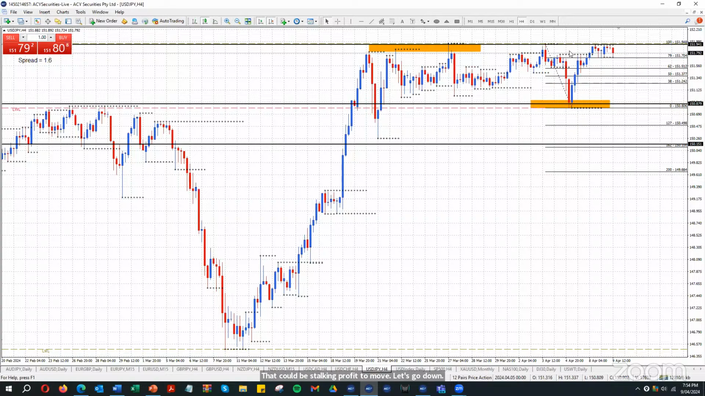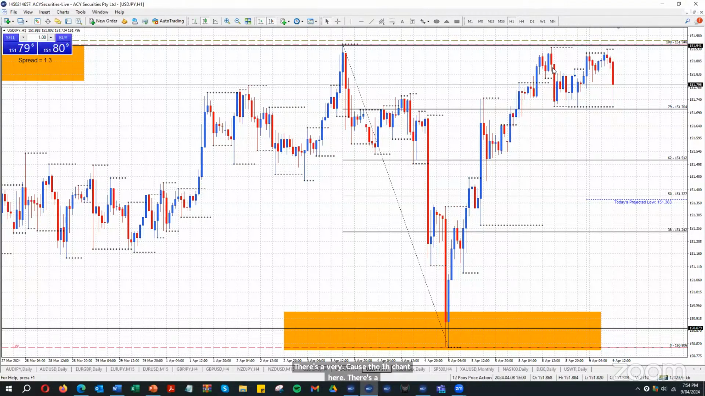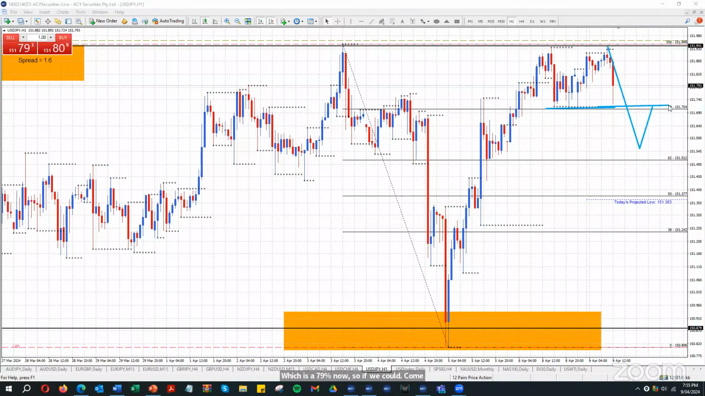So there's ranges within ranges here. Go to the 1-hour chart here. There's a range here within the larger range. You can see it's very range bound. Be nice on this 1-hour chart if we could break this area, which is a 79% level. So if we could come down, this area then becomes resistance, like so. At the moment, all that's happening is we're just forming a micro range here, and it's not really going anywhere. Just waiting for the data to come out.